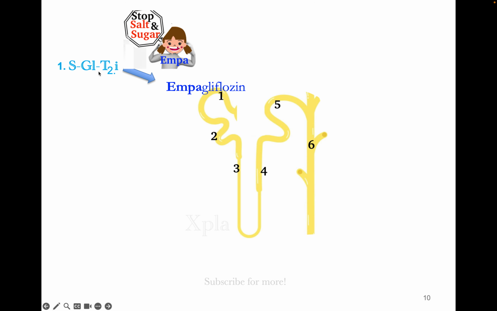That is the reason patients will develop, especially elderly patients on long-term therapy, a risk for UTI that will be very high because of the presence of glucose there. Understand? The mechanism of action is the one I put in the class name, sodium glucose transporter inhibitor. Anyway, drug name Empagliflozin. That's good.